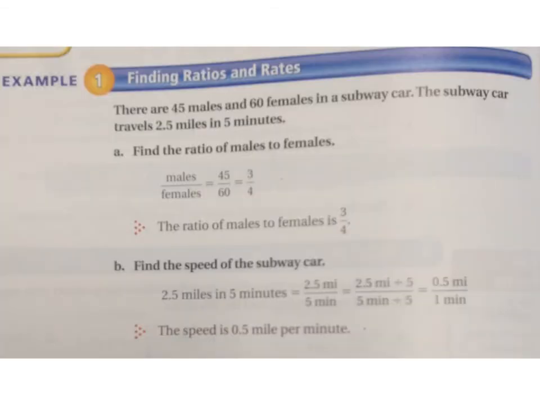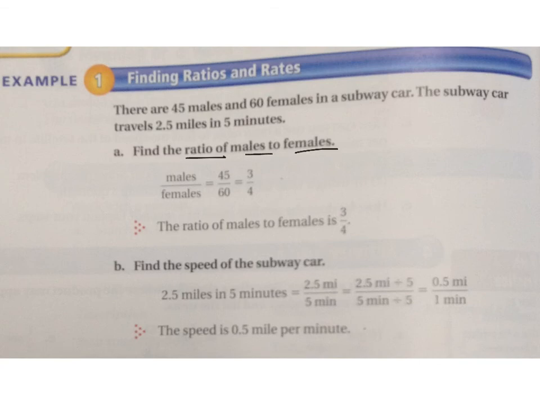We're going to start with example 1, which is found on page 164 in your Big Ideas Math book, and it is finding ratios and rates. So our example is there are 45 males and 60 females in a subway car. The subway car travels 2.5 miles in 5 minutes. So those are two almost separate problems. Our first problem, A, is find the ratio of males to females.